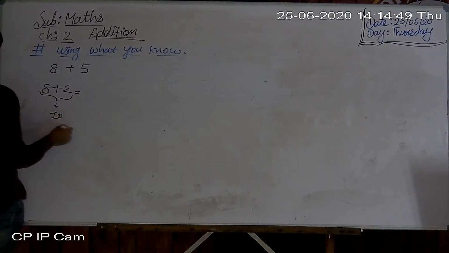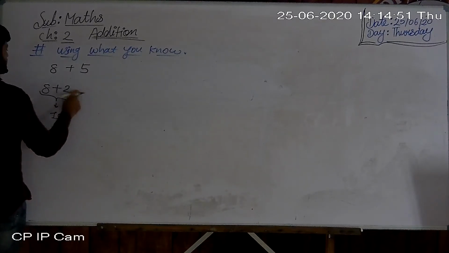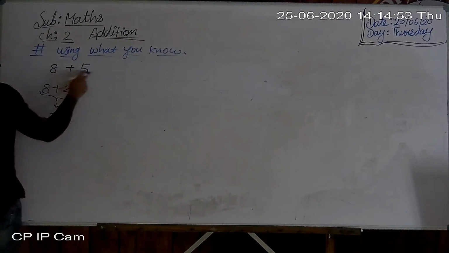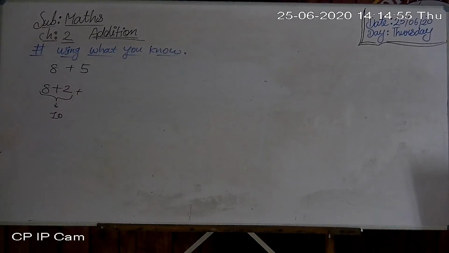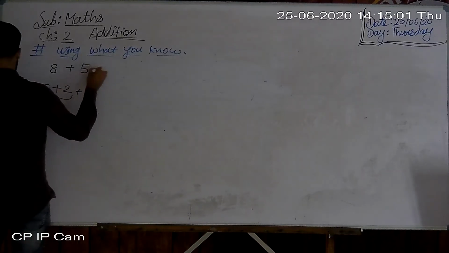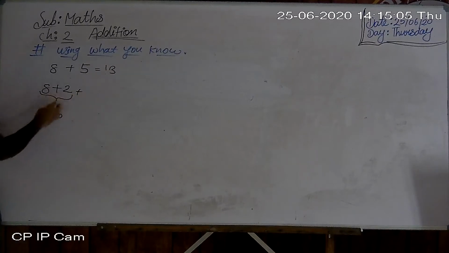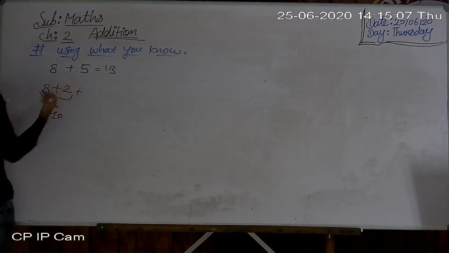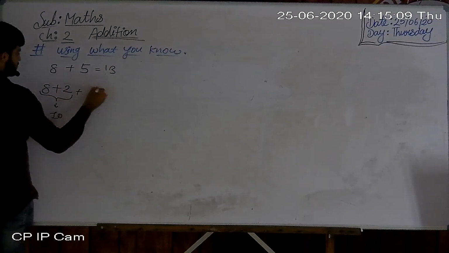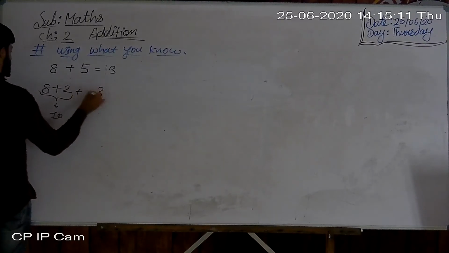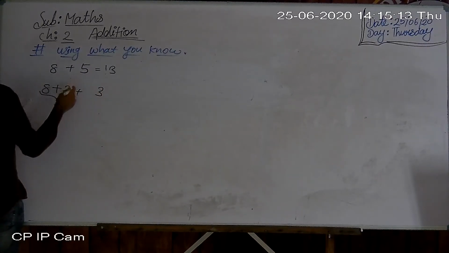10. Okay, and 8 plus 5. So 9, 10, 11, 12, 13. So it's a 13. Okay. So students, 8 plus 2 is 10. So now how many are left? 3. How many left? 3. So we have the right answer like that.